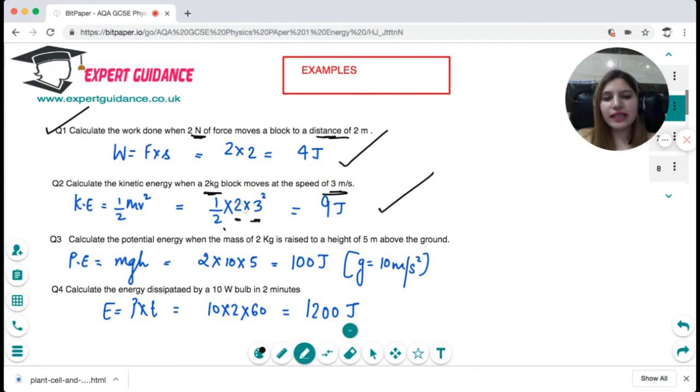Next is calculate the potential energy when mass 2 kg and the height 5 meters is given to you. Remember, in this, if it is not specified, you can use g as 10. So potential energy is mgh, so it's 2 times 10 times 5, which is 100 joules.